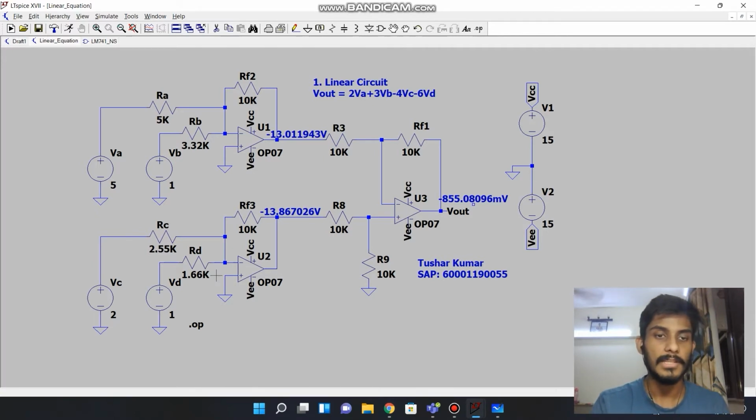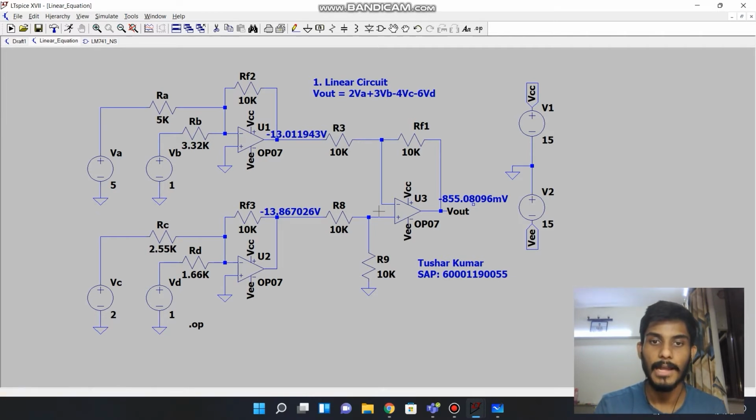So here for the first adder, VA and VB, we get the output as minus 13 volts, and then we are giving this value to an inverting terminal to make it 13. And here for VC and VD, we have minus 13.86, which is approximately minus 14, and we are giving it to the non-inverting terminal. So this minus 13 will become 13, and this will remain as minus 13.86.